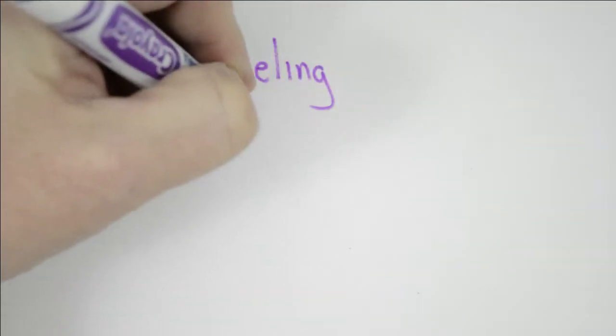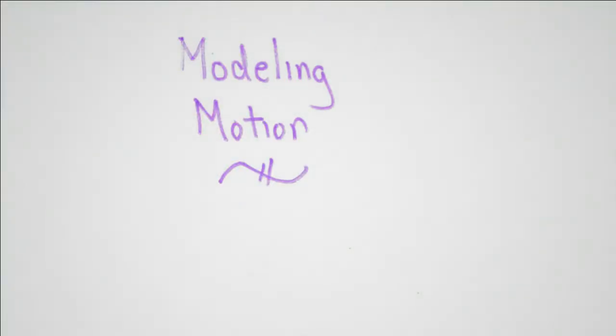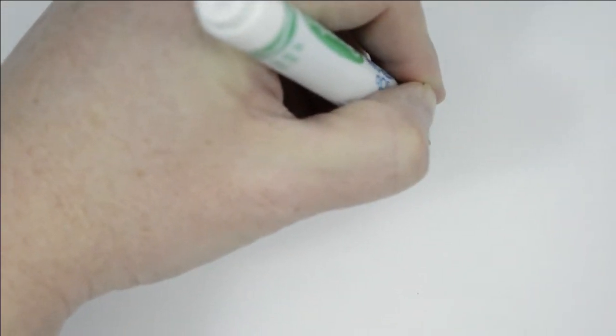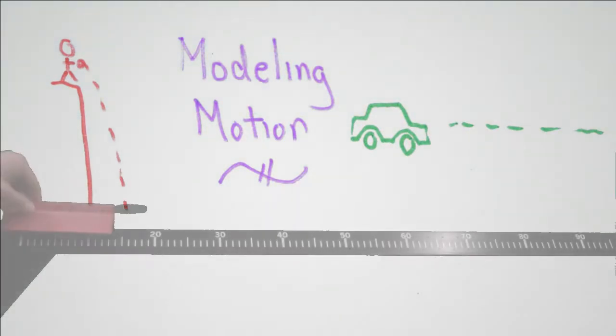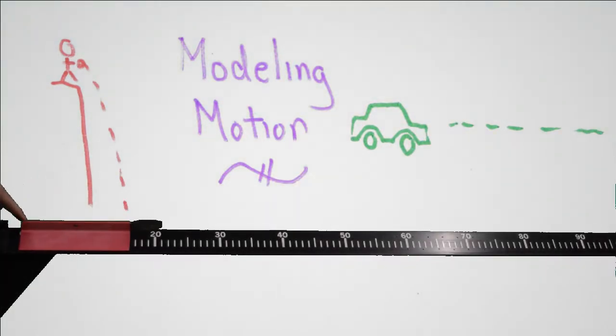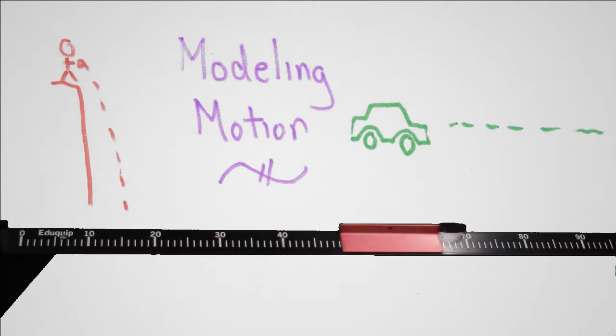What we want is the ability to model motion. We want to consider an object and be able to come up with a mathematical model that represents how the object moved. And it doesn't really matter what this is. It might be dropping an object off the side of a cliff. It might be considering a car as it drives past us. Or, as we're going to look at in this video, it could be a cart moving along an air track at a constant velocity.